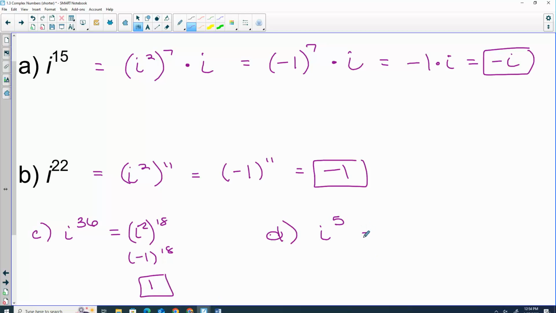If you have i to the 5th, how many groups of 2? 2 with 1 left over. So we get 1 squared times i. So 1 times i is i.